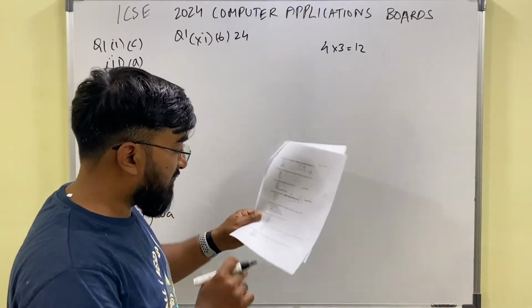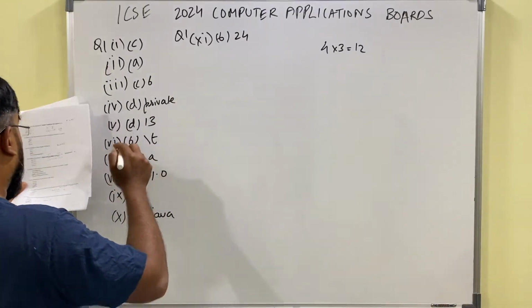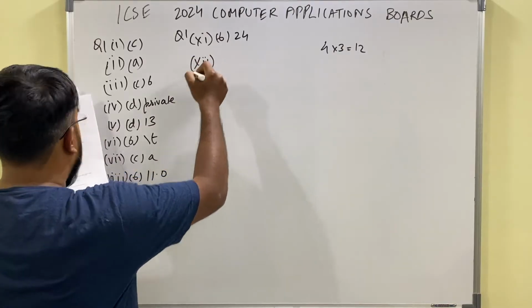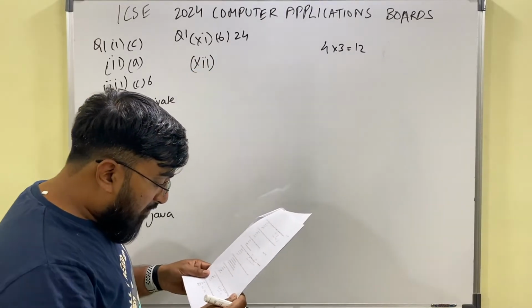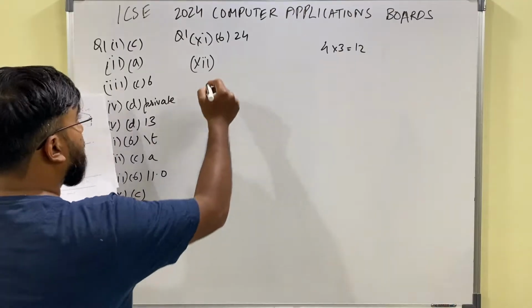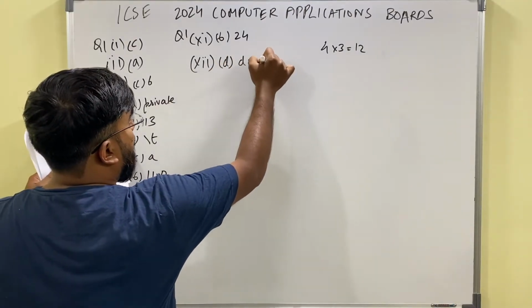Okay, in this case they are giving the answer in bytes, so 24 bytes. Then we move on to part 12. Which of the following data type cannot be used in a switch case construct? The answer is D, double.